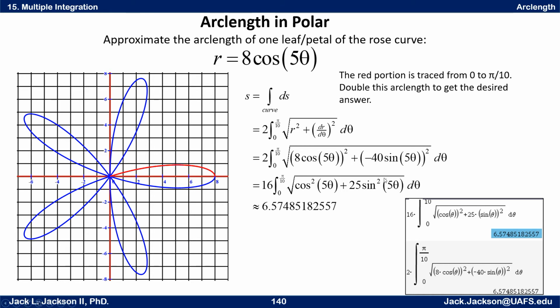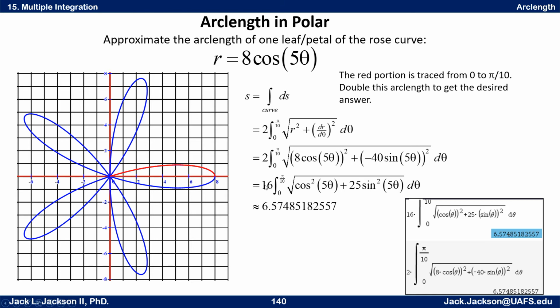You could stop right there and just type that in your calculator to get a decimal approximation, or we can clean it up a little bit. Notice this is 8 squared times cosine squared of 5 theta. This is actually 8 squared times 5 squared times sine squared of 5 theta. 5 squared is 25. They both had an 8 squared, so I can factor that out, and then the square root of 8 squared is 8, which I can bring out front, multiplying the 2 and 8 to get 16. So that's where that came from.